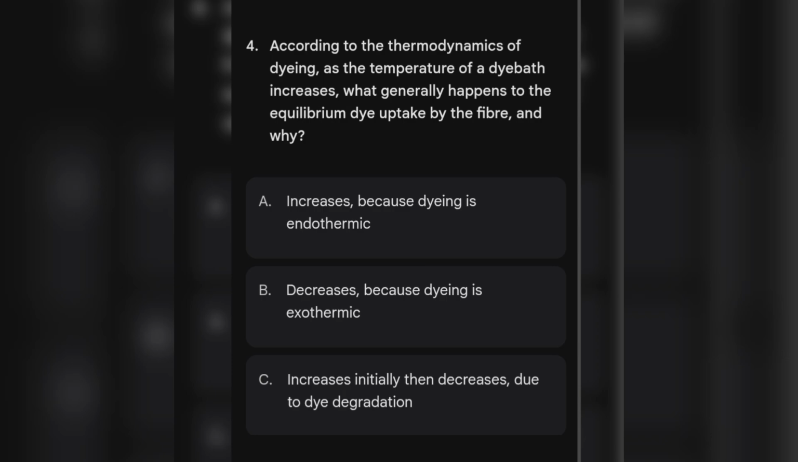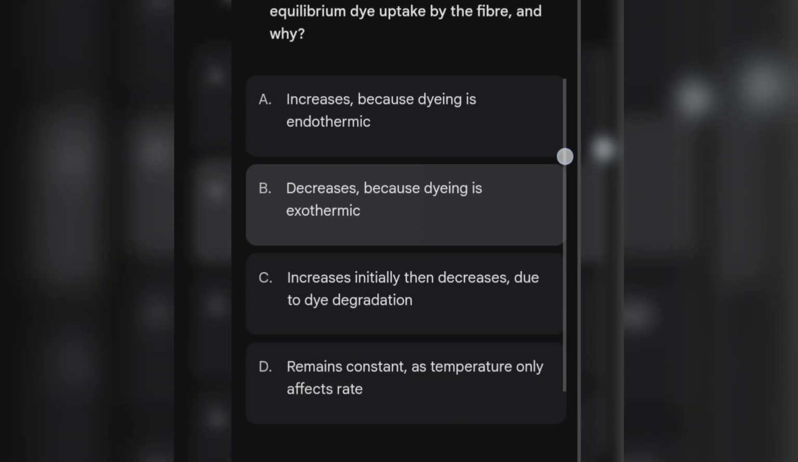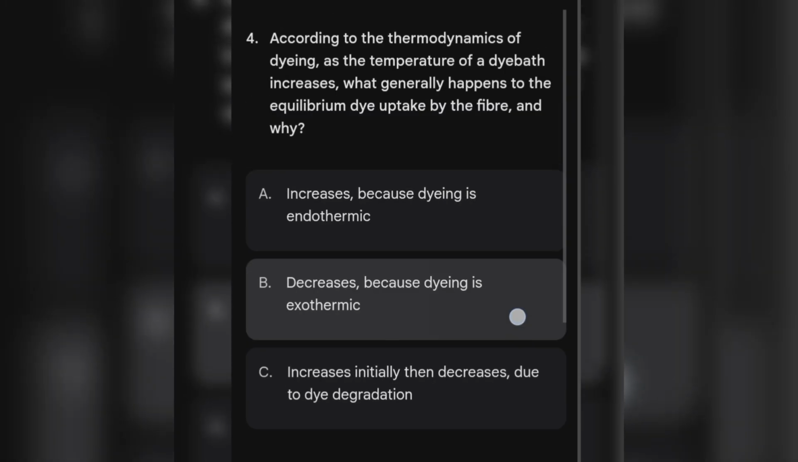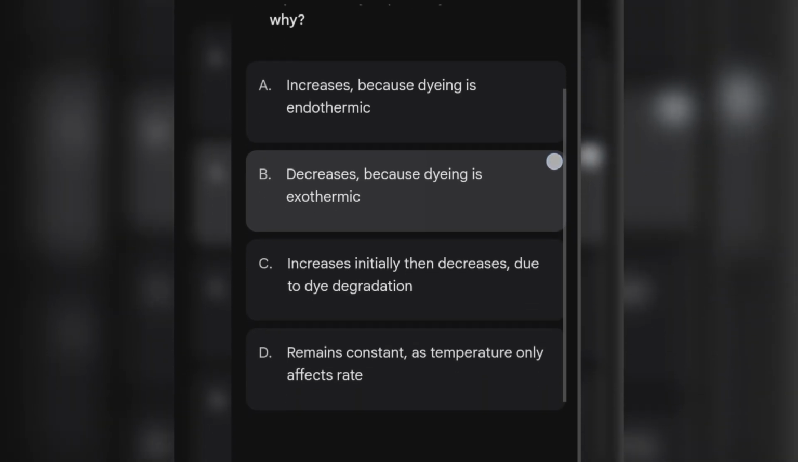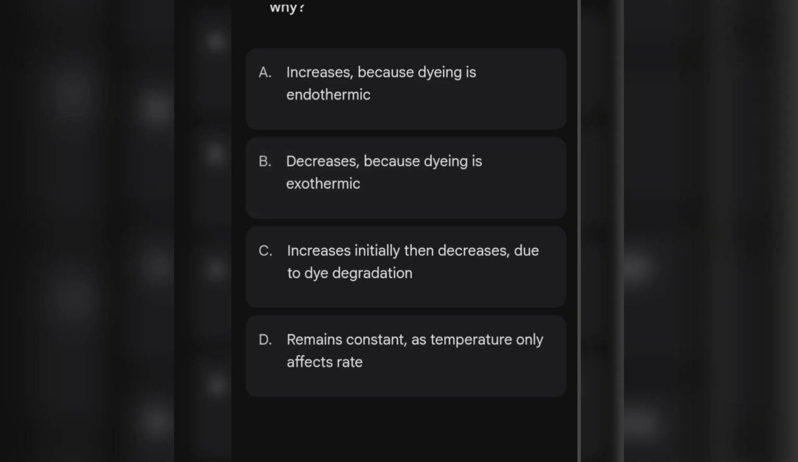According to the thermodynamics of dyeing, as the temperature of the dye bath increases, what generally happens to the equilibrium dye uptake by the fibers and why? It is also a chemical processing question. So in these cases, if the temperature of the dye bath increases, then it will decrease because of the exothermic process.